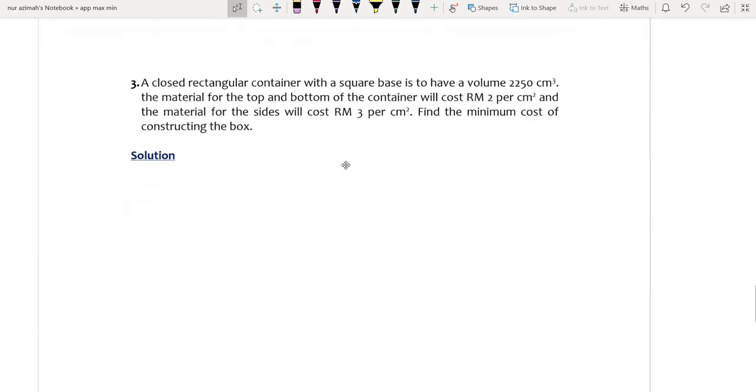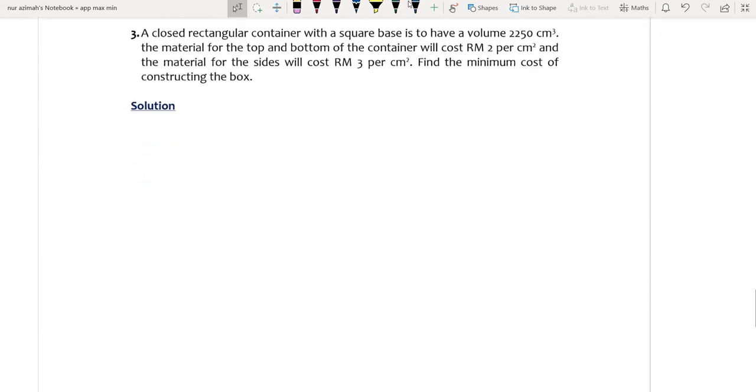Next, the third example. We have a closed rectangular container with a square base that is to have a volume of 2250 centimeter cube. Take note, closed rectangular container. The volume is 2250 centimeter cube. And the material for the top and the bottom, okay, let me sketch a container, perhaps a box.